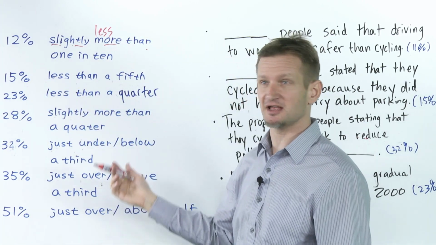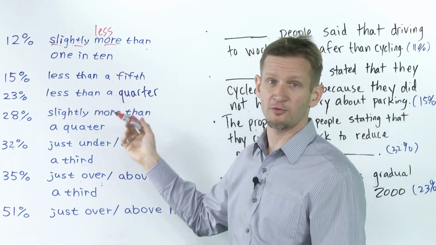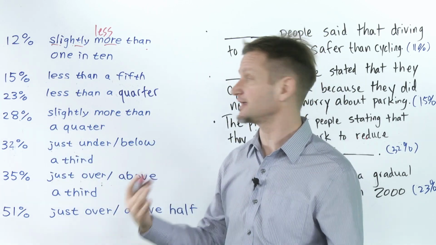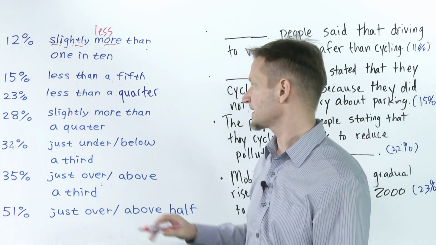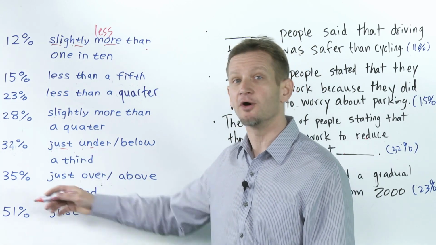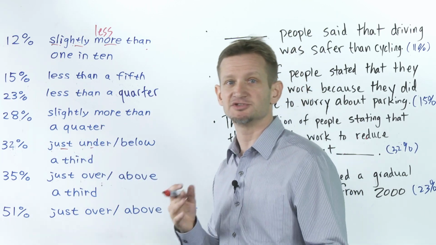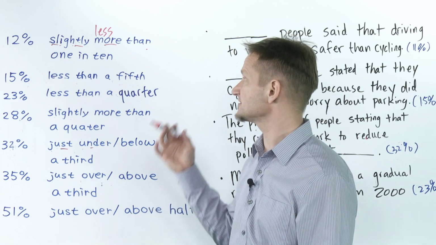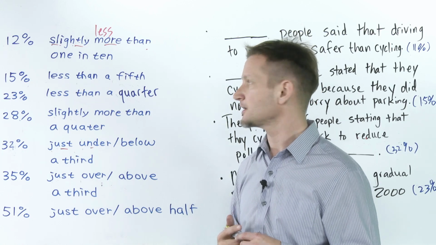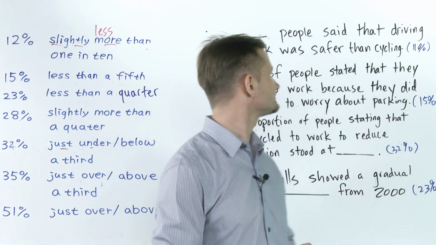So for here, for 15%, that's not a fifth, but it is less than a fifth. 23%, it's not a quarter, but it's less than a quarter. So in the same way, like 28%, you can say slightly more than a quarter, or you can just say more than a quarter. You can say just under a third. You can say just under a half, or just over a half. So you can use these modifiers, just under, just below, just over, just above, slightly more, slightly less, to modify these very useful vocabulary. Okay, so now let's look at some example sentences and how we can use them.